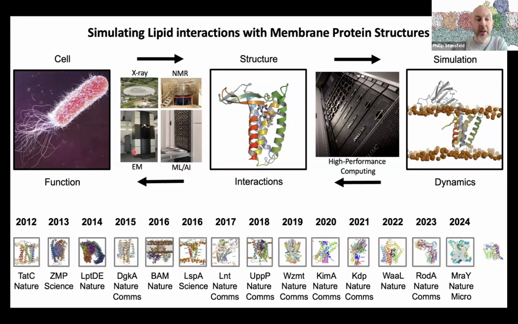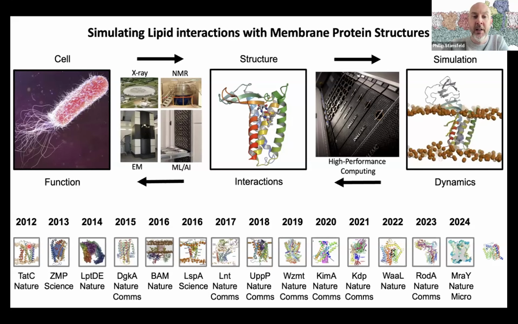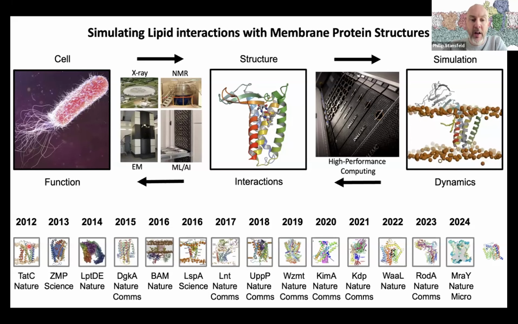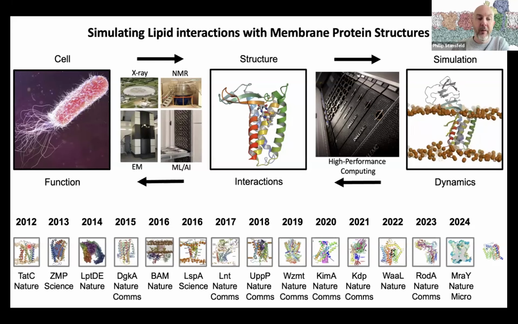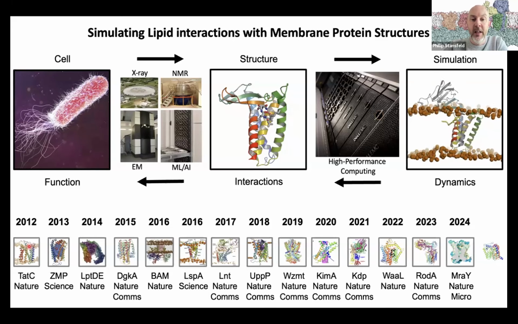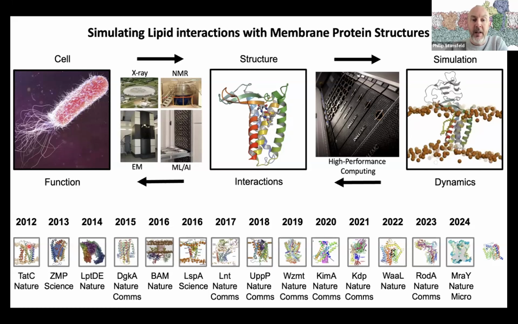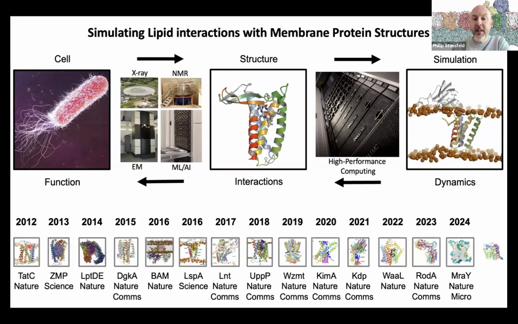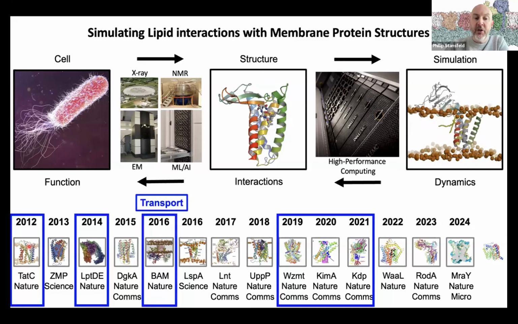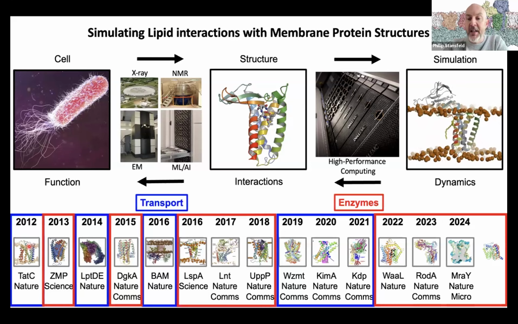And so for several years now, dating back probably longer than 2012, but 2012 is one of the first examples I like to give on this slide, we've taken a membrane protein structure and collaborated with our experimental colleagues to hopefully provide further function and details to these proteins. Most of these proteins are bacterial in nature. They're found in the bacterial cell envelope. And most of these proteins are also involved in either transport processes or otherwise are enzymes.